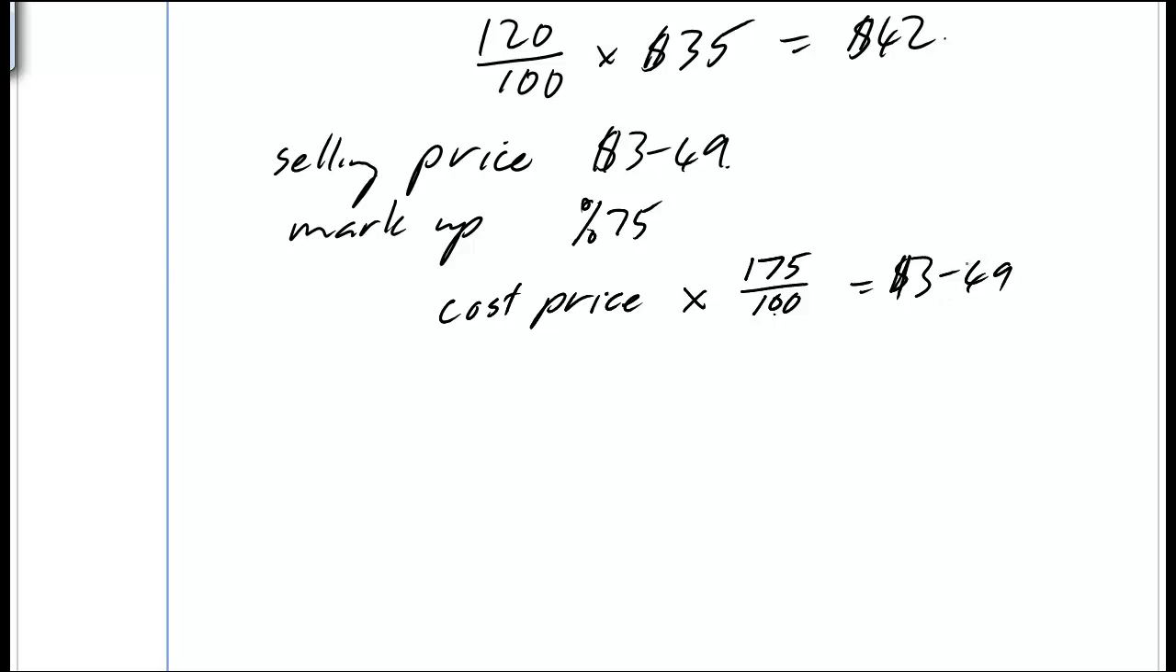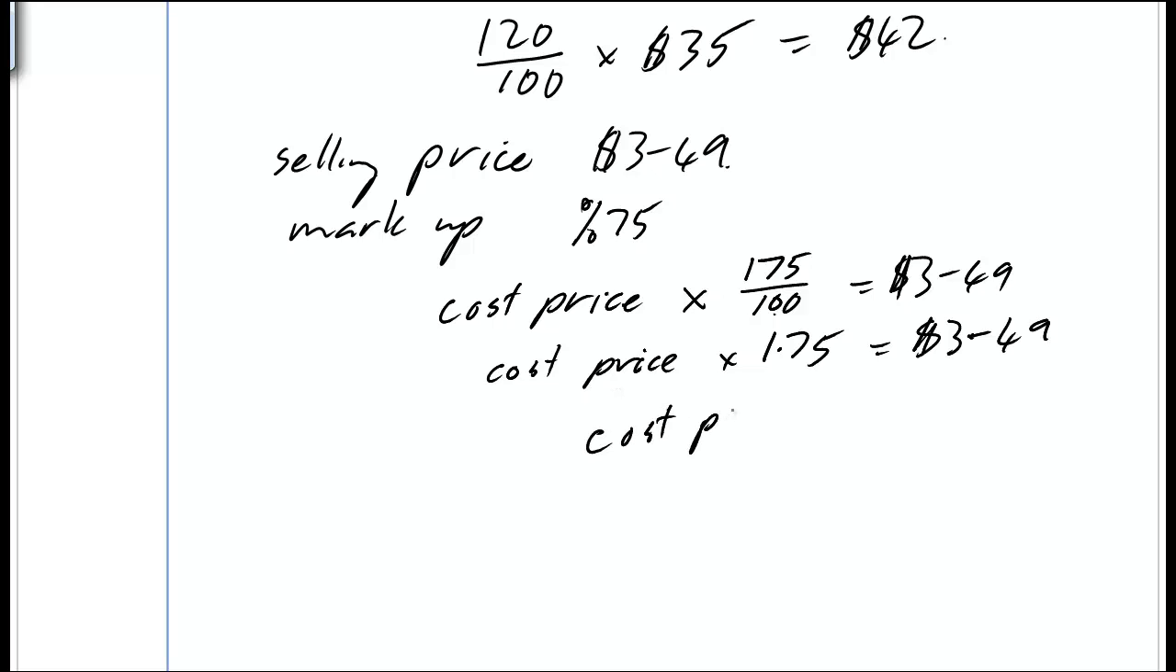So if we write that again, the cost price, which we're trying to work out, times 1.75, if we just work out that fraction, equals $3.49. Then it's pretty easy to see that the cost price is going to equal, bringing this over to the other side down the bottom, $3.49 divided by 1.75.